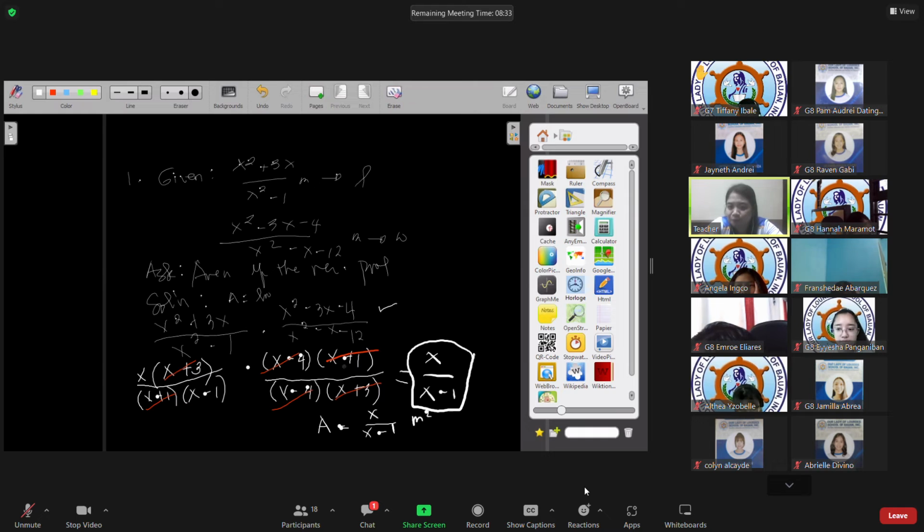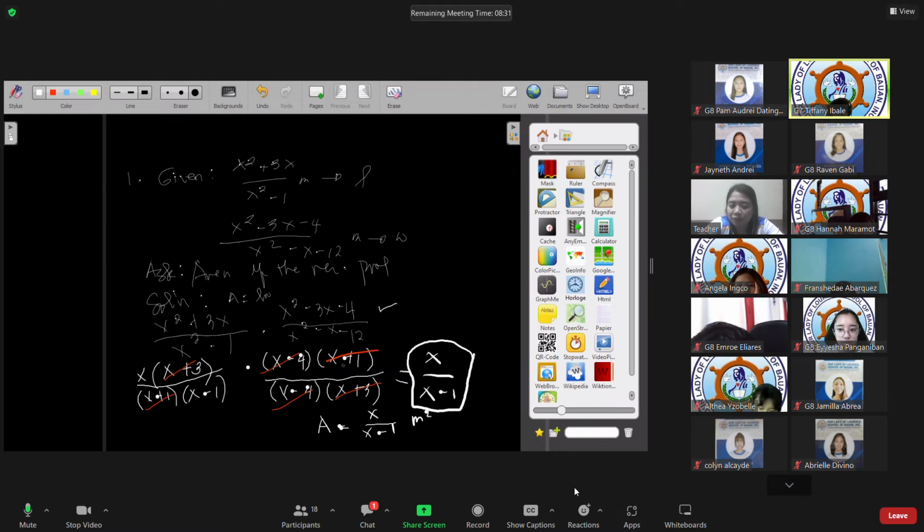Yes, Tiffany? Naglag daw po ang PC ni Riel. Ano na? Kanina pa yung Tiffany. Sige, noted. Hindi. Noted ko lang. Nag-message sa akin. Sabihin mo po, noted.